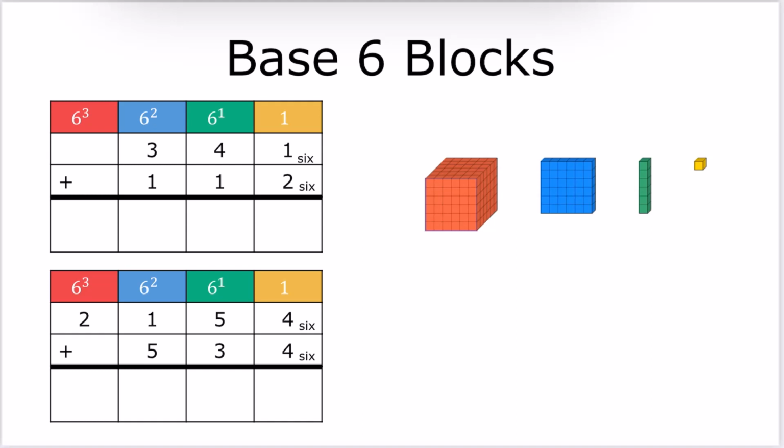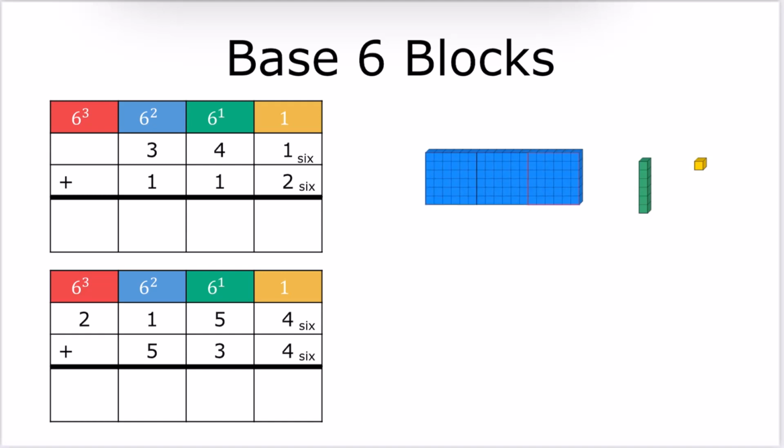If I wanted to add the number 341 base 6 plus 112 base 6, I could represent that using my blocks. I'm going to take my 216 block out and make 3 of my hundreds blocks. They're not hundreds, they're 36s, but they're the base 6 equivalent. Then I'll have 4 of my rods. So here's 1, 2, 3, 4. And then I'll have 1 unit.